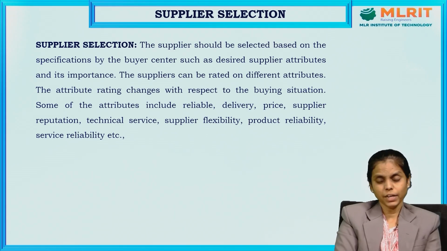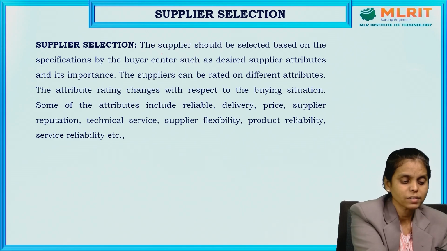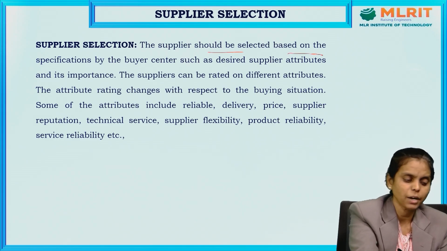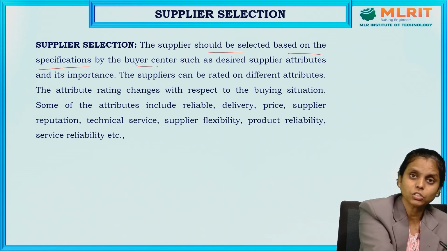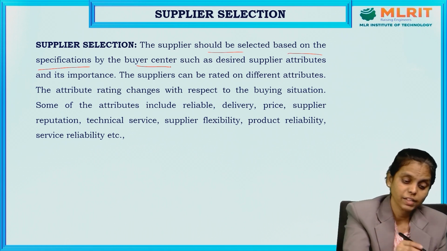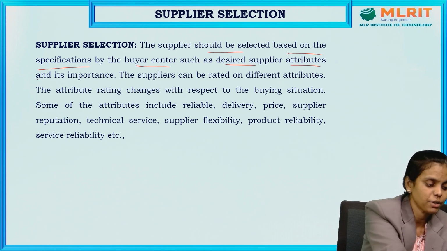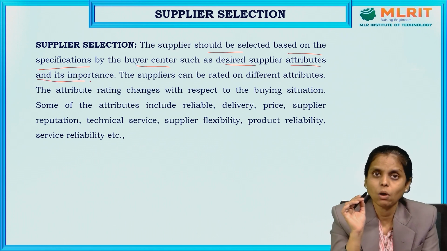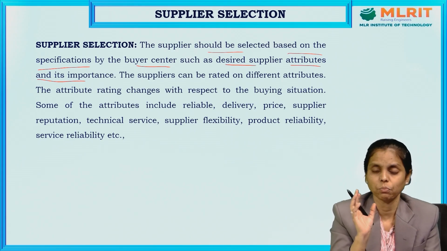We need to identify who is the right supplier for our product. Now, supplier selection. The supplier should be selected based upon the specifications by the buying center as desired supplier attributes and their importance. Now, what are the specifications of that supplier? What is their history?